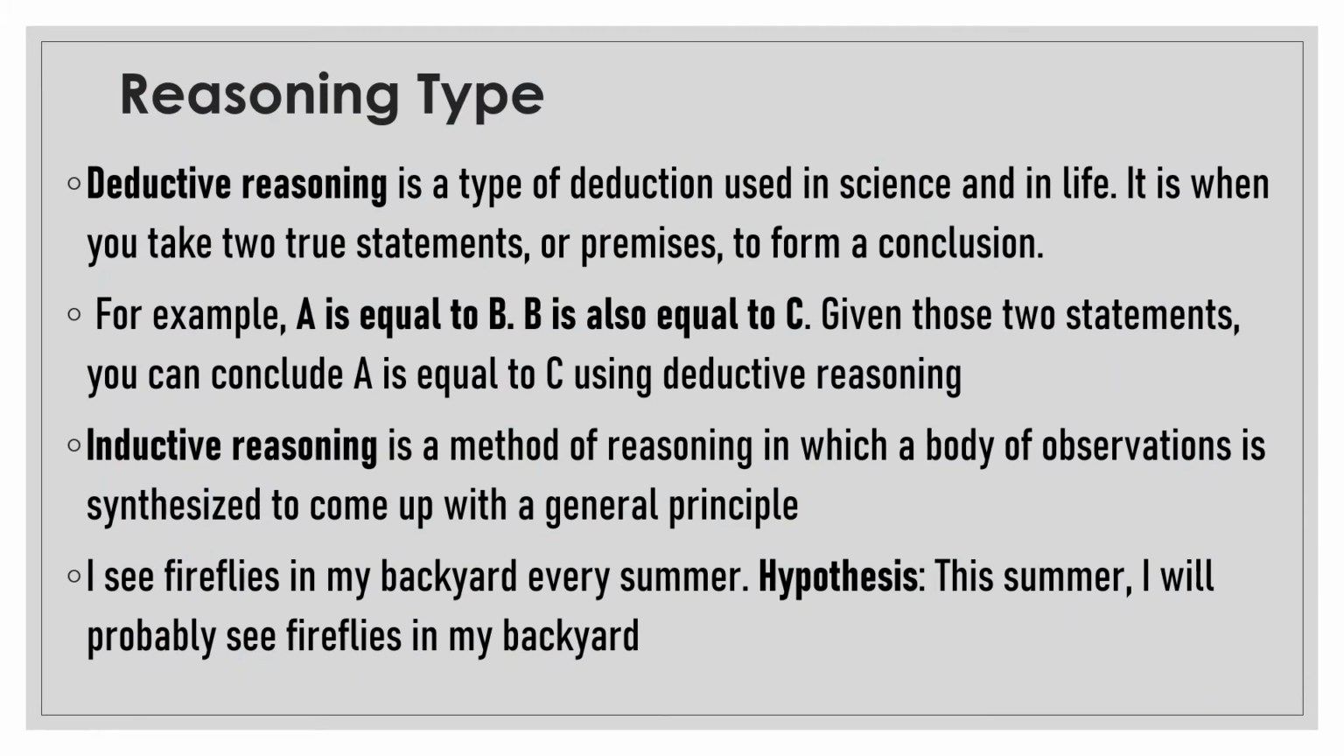As you know, on the crime scene we can also use deductive and inductive reasoning. So what is deductive reasoning? Deductive reasoning is a type of deduction used in science and in life. It is when you take two true statements or premises to form a conclusion. For example, if I say A is equal to B, and then I say B is equal to C, then I can say A is equal to C. So that is deductive reasoning.